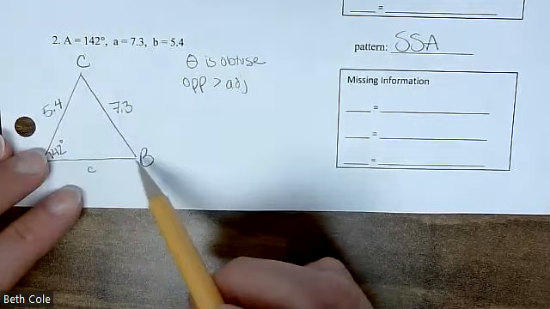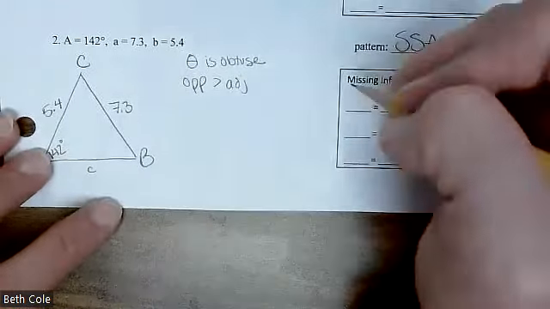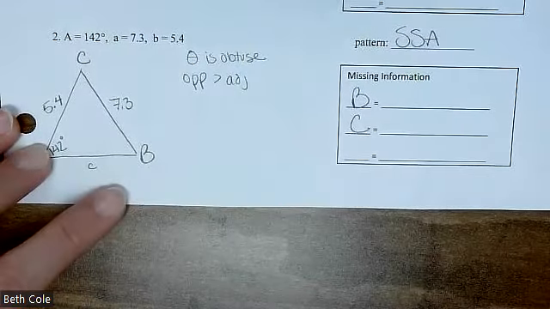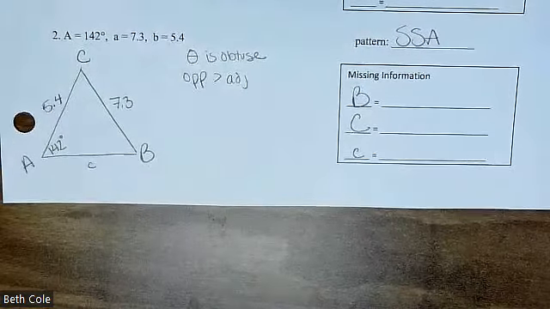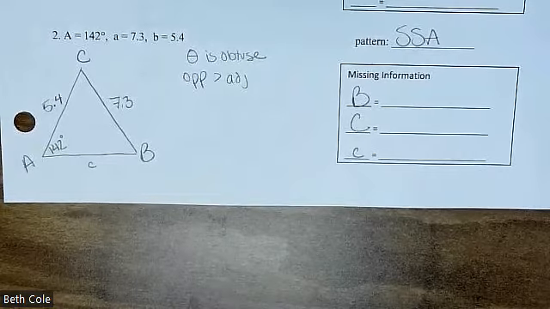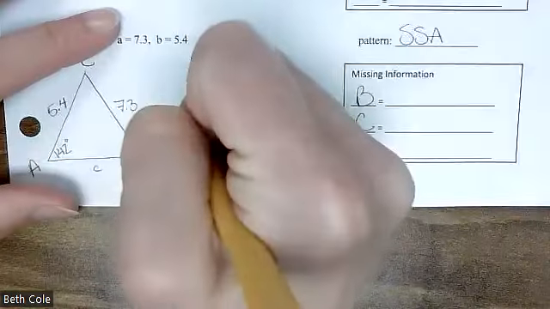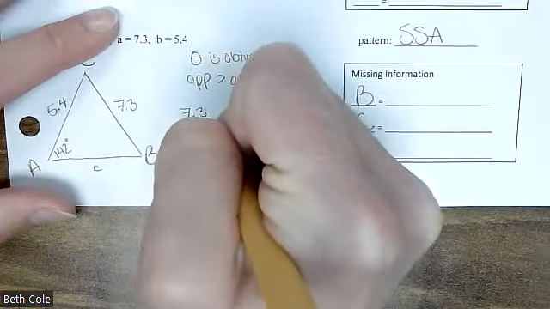Now the first angle you're going to have to find is B, because that's the only one that you have another side for. So we're going to find big B first, and then big C, angle C, and then side C. So that's the order we're going to find stuff in. So to set it up, you need a side across from an angle, which we have right here. So you're going to put 7.3 over sine of 142.